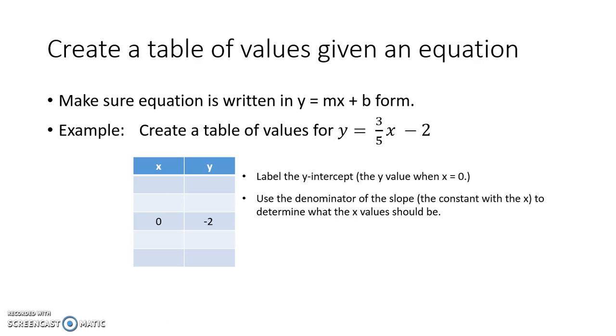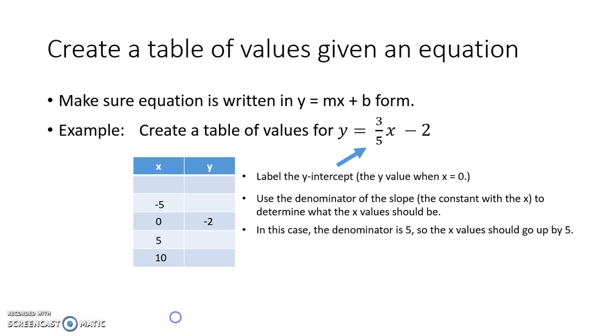Your next step is you're going to use the denominator of the slope, which is a constant with the x, to determine what the x value should be. In this case, the denominator is 5, so the x value should go up by 5. So starting at the y-intercept where x equals 0, my table is going to increase by 5. Then from the 0 working backwards, you're going to decrease by 5.